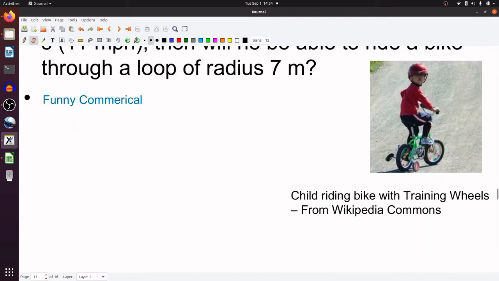Here's my loop, and it goes up, and then it comes right down. What we're most concerned about is the kid on the bike at the very top. We want to make sure that he still is in contact with the surface of the loop at the very top of the loop. You kind of get an idea of this: the faster you go, the more likely you are to stick to the top of the loop.